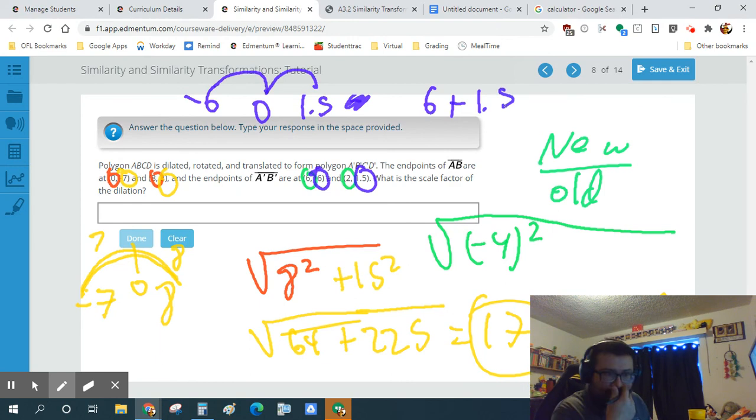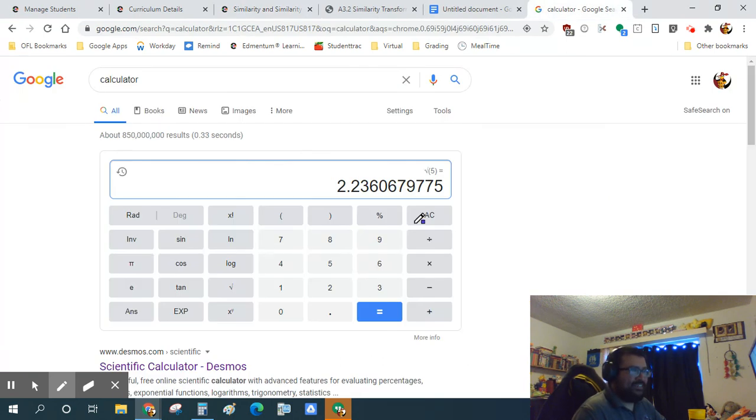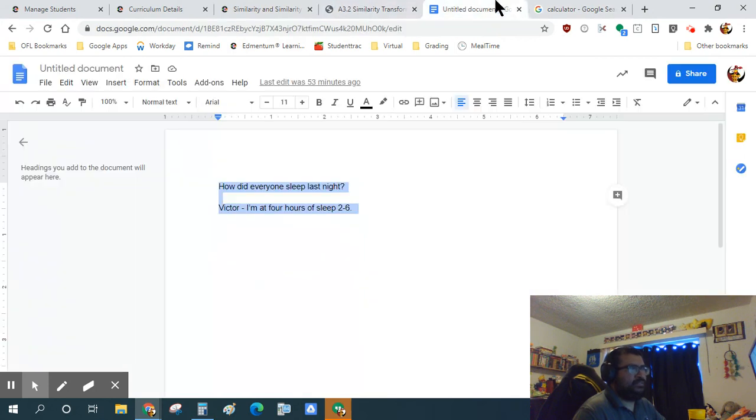Sorry I'm going so fast. I know we're late on time. So from here, what I'm going to do is change this to 7.5, so plus 7.5 squared. I'm going to type that into my Google calculator because I want to just get this done in one go. I'm going to hit the square root of, give me a second here.